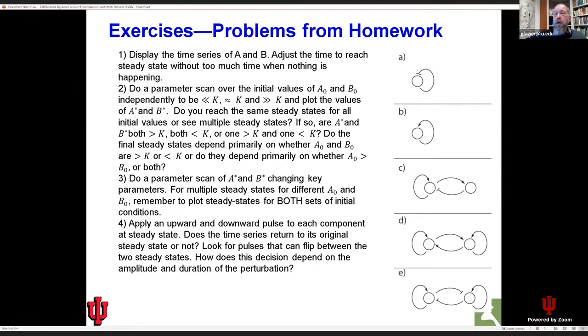And then it was a question of what are the dependencies of the steady states on the parameters of the parameter scan. And again, you have many parameters simultaneously. So the question is, what do you do about the ones you're not scanning? And then the question about upward and downward pulses. And some people had no problem with this and did all of it. As I say, it's long.